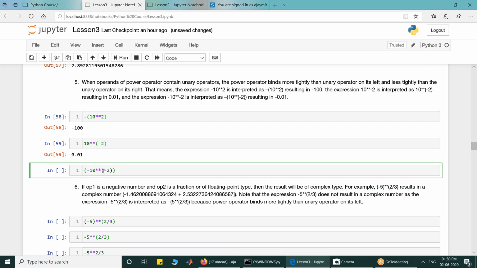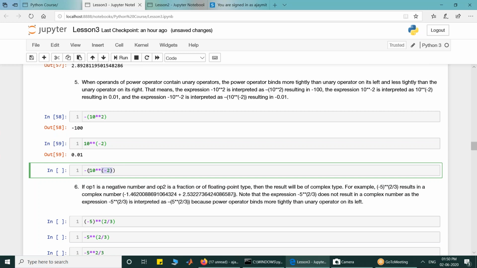So it binds less tightly than its, so it will be interpreted like this. I have parenthesized it. So the power operator binds less tightly than the unary minus operator. So firstly, this minus 2 will be computed.